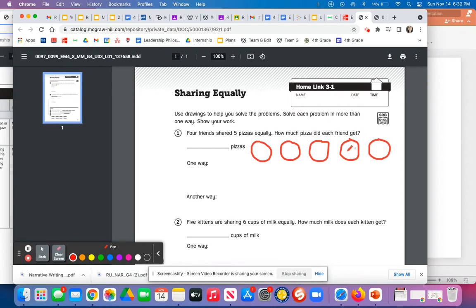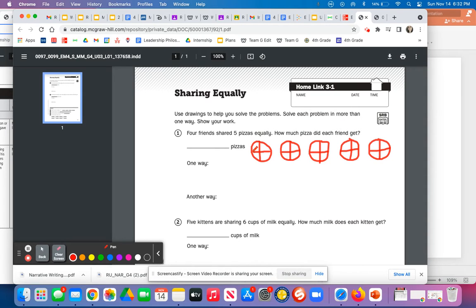So I have 5 whole pizzas, and now I need to divide them into the number of parts that we have friends. So we have 4 friends, so we should divide each pizza into 4 parts or pieces. So 4 friends, 4 pieces. Divide our whole into 4 pieces.